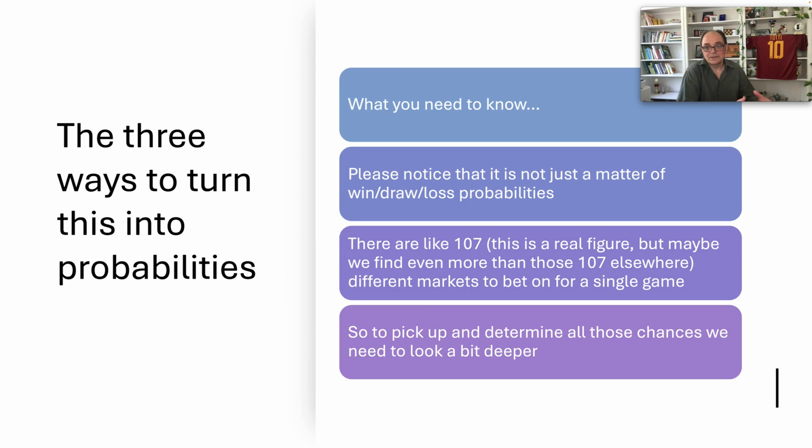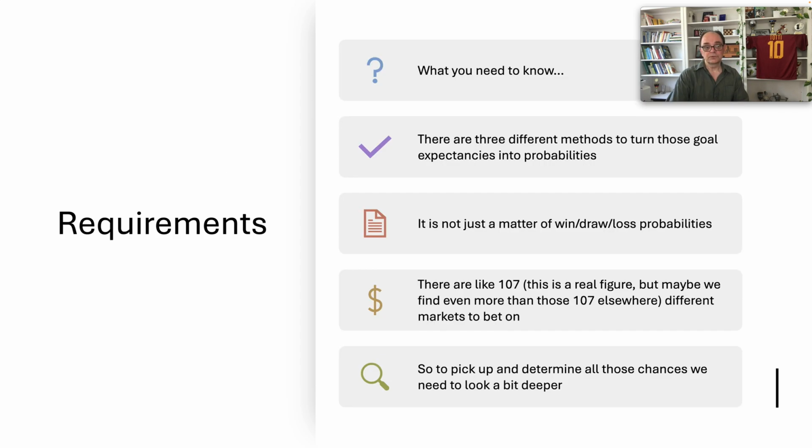And people usually spread their bets over a variety of betting ways, and they are looking for different markets to bet on and so on. So to pick up and determine, by picking up, it's a simulation matter, we want to determine all those chances. We need to look a bit deeper at how to do this, and I'm referring to these 3 ways to turn this into probabilities.